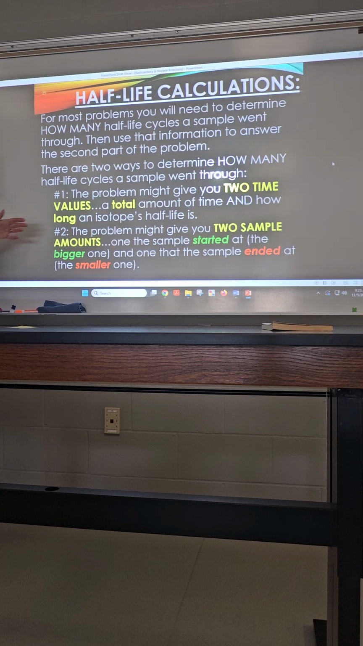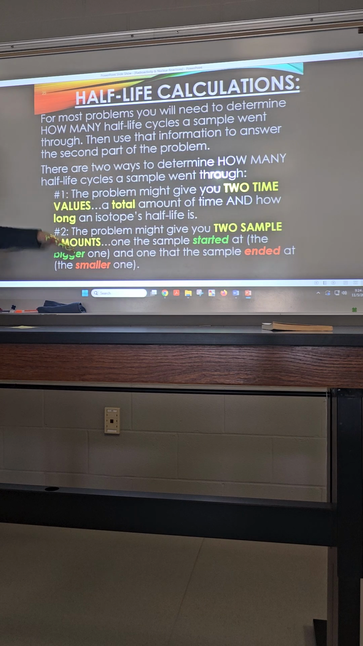It also might give you a problem where 2 sample amounts are given. So like a milligram and a milligram, or a gram and a gram. If you're given 2 sample amounts, one that the sample started at, the bigger one, and then one that the sample ended at, the smaller one, you're going to go about solving this problem a second way.